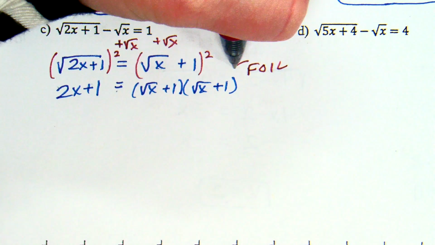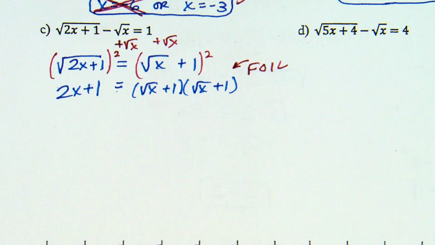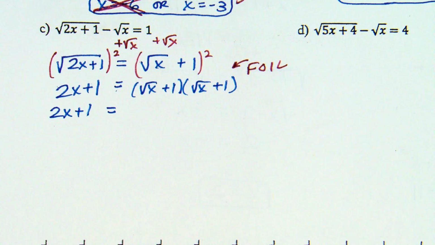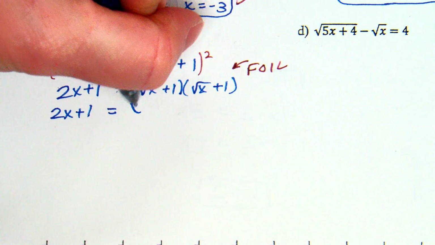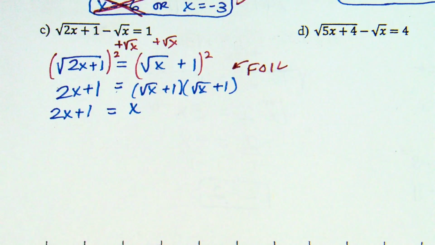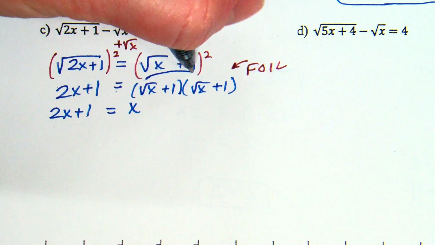You are foiling. Okay? I didn't say this is a pretty problem. There's a little bit of work with this one. So let's foil. Work with me here. So it's still 2x plus 1 equals. Okay, what is square root of x times square root of x? X, right? Because when you multiply a square root by itself, you get just x. Okay, that was first. Outsides.